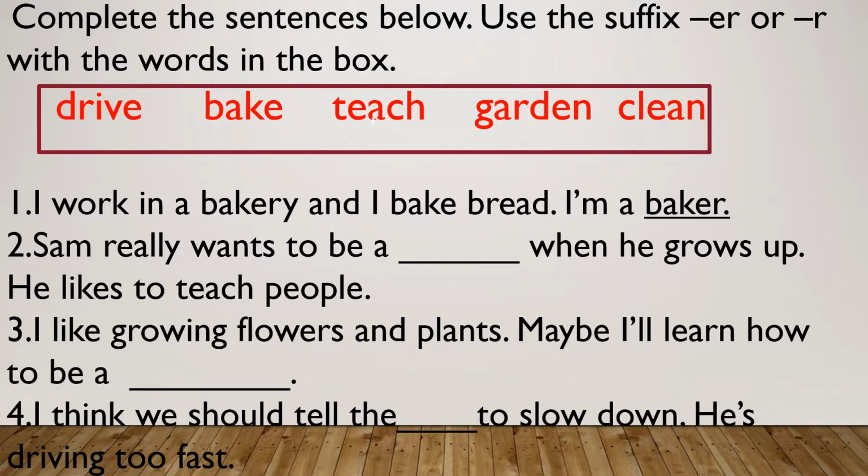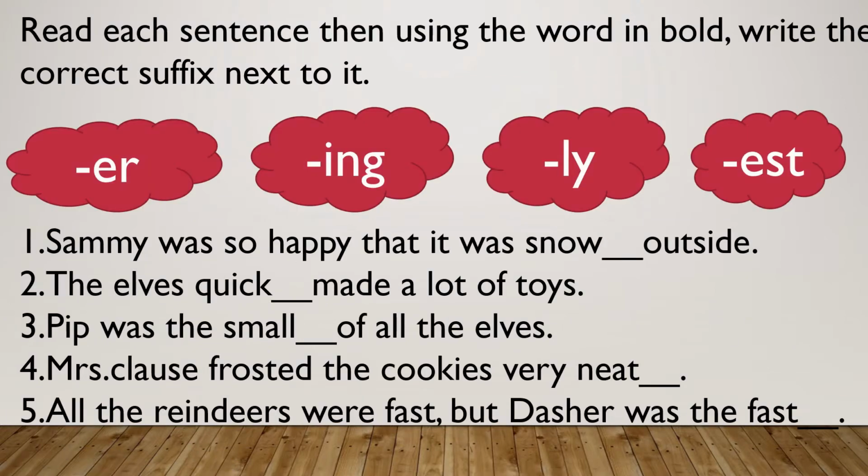Now student, let's see the next homework. Read each sentence, then using the word in bold, write the correct suffix next to it. So student, here suffixes are given and you have to write the suffix in the given blank. The first one is: Sammy was so happy that it was snow dash outside. Which suffix will you use in the given blank? Tell me student.